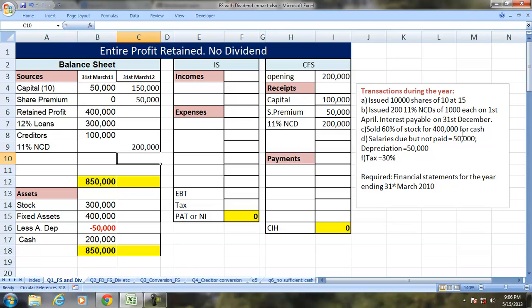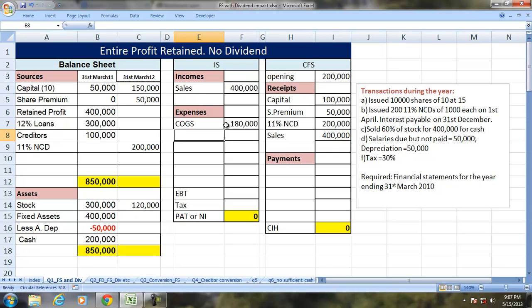Sold 60% of the stock for 400,000. It's a normal sale. So sales is equal to 400,000, and it is for cash. So there is a receipt, an income and a receipt, and the corresponding cost of goods sold as per the matching principle is 60% of the stock sold. So therefore the corresponding cost of goods sold is 180,000, and the stock will reduce to the extent of 180,000.